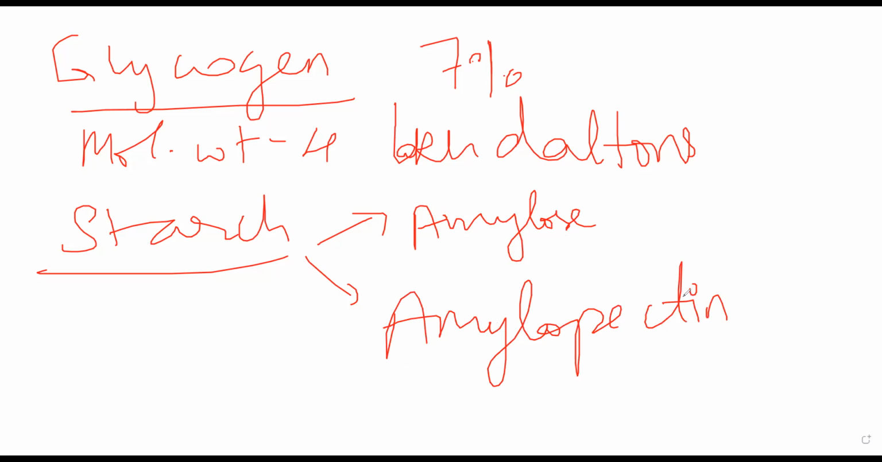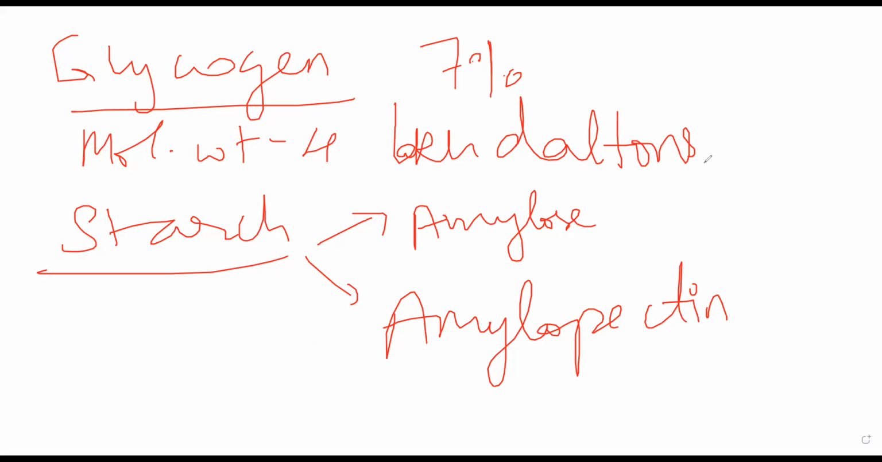If you break down maltose, you get glucose. Okay? So, amylose to maltose, maltose to glucose. Then there is amylopectin. Amylopectin is a branched chain molecule. Okay. Amylose is a linear, unbranched molecule. Amylopectin is a branched molecule, a much bigger type of molecule. Okay.